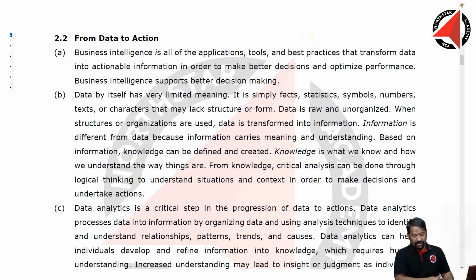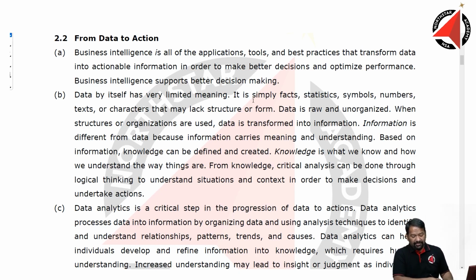From data to action. Now, how do you go from data to action? In simple words, from data, how do you convert the data into meaningful information so that action can be taken, all right? So that meaningful decisions can be made, all right? Business intelligence is a set of applications, tools, and best practices that transform data into actionable information. Actionable information means information which is going to help us take better decisions.